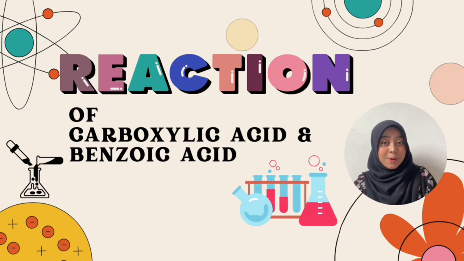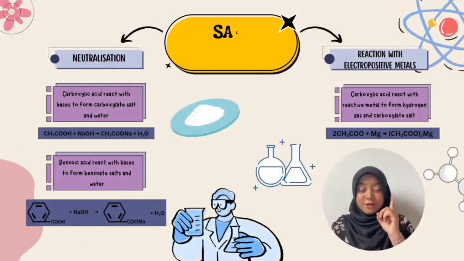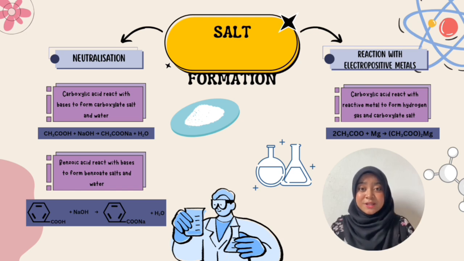Now, let's talk about the reactions of carboxylic acid and benzoic acid. First, we have salt formation. Salt formation is divided into two: 1. Neutralization and 2. Reaction with electropositive metals. For neutralization, carboxylic acid will react with bases to form carboxylate salt and water. For benzoic acid, it will also react with bases to form benzoate salt and water. For reaction with electropositive metals, carboxylic acid will react with reactive metal to form hydrogen gas and carboxylate salt.